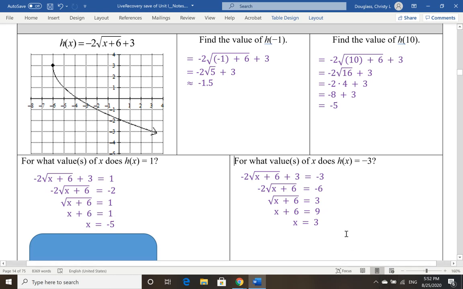Again, let's see if this works out. The y value is negative 3, and the x value is 3.